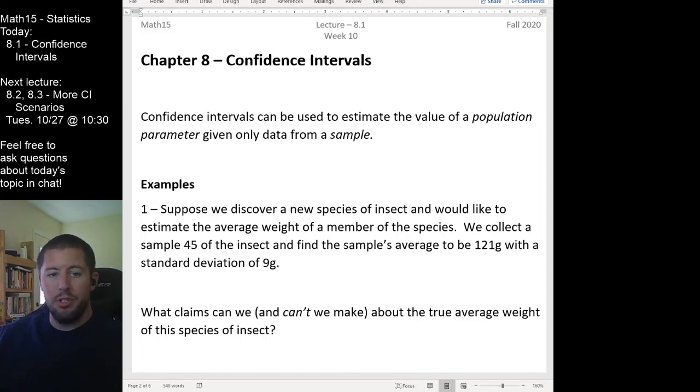So we got our introduction to hypothesis testing last week. We're getting our introduction to confidence intervals this week, and we'll see lots of scenarios in which we want to apply these ideas in the next 5 weeks after this here.